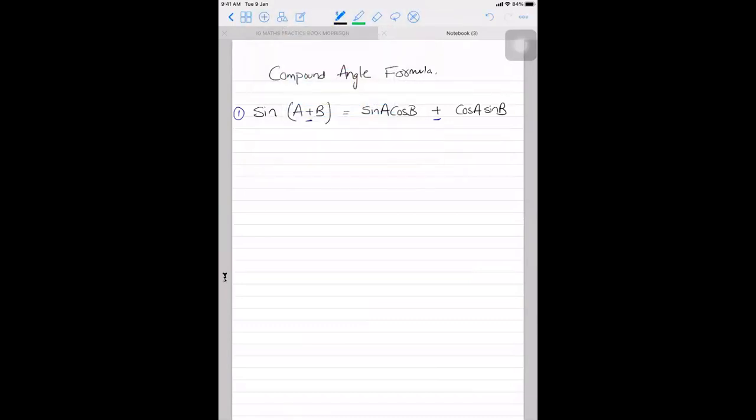The next formula is for the cos of a compound angle A plus B. The cos of a compound angle is cos A cos B minus sine A sine B. In cos, there is going to be the opposite sign. If on the left side you're getting a plus, then there is going to be a minus. So cos of A plus B equals cos A cos B minus sin A sin B. And if this were cos of A minus B, then this would be cos A cos B plus sin A sin B.